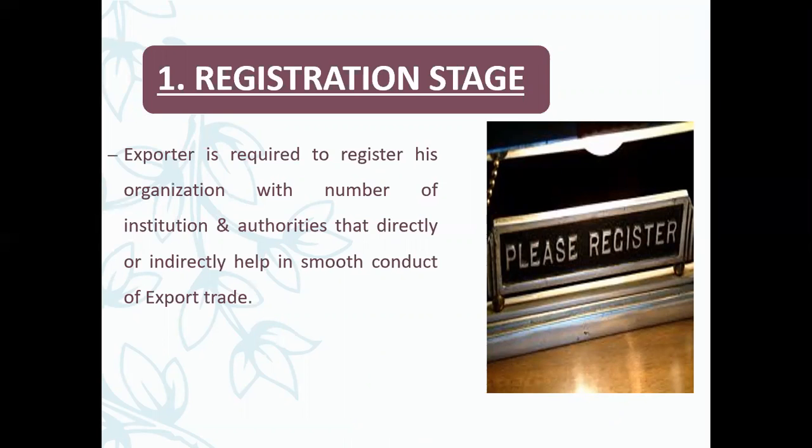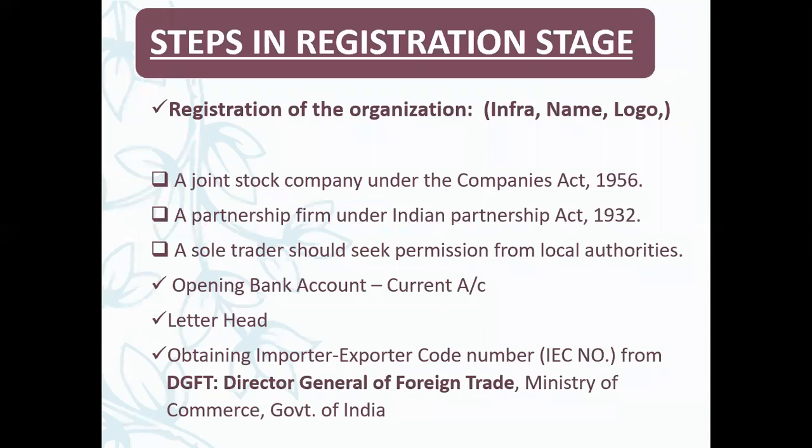His organization may be a partnership, a company, or a sole proprietorship. He needs to register his organization with a number of institutions and authorities that directly and indirectly help in smooth conduct of export trade. What are the various steps in registration stage? The organization should be registered, his name, logo, everything should be registered.